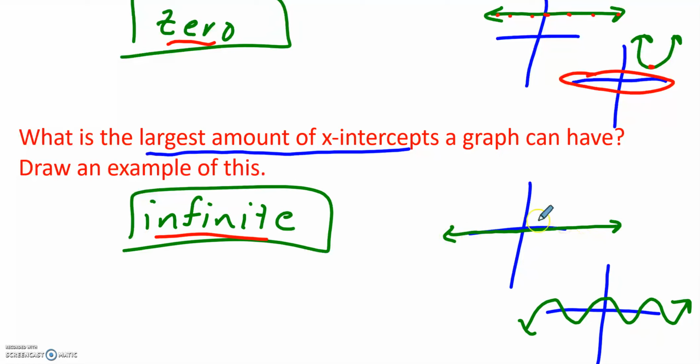If I happen to have a horizontal line directly on top of the x-axis, that means that all of its points are the same as the x-axis, so there are infinite answers because this line goes forever in each direction.